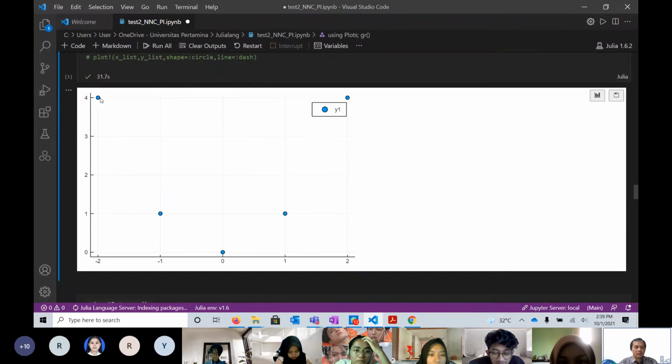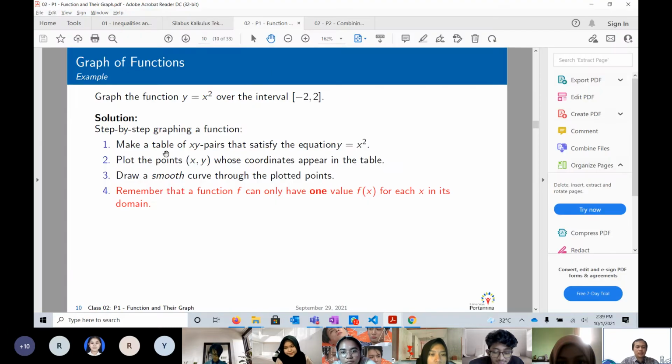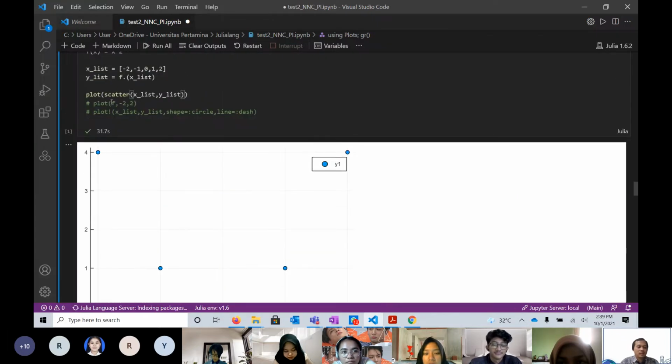Okay, so we have a plot like this. These are the points. Now draw a smooth curve through the plotted points. I'm showing you two choices of plots.